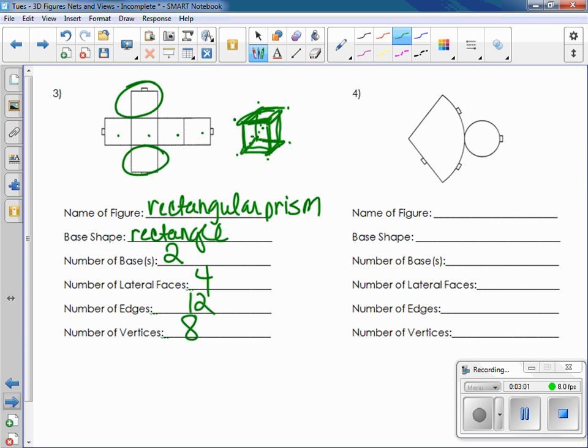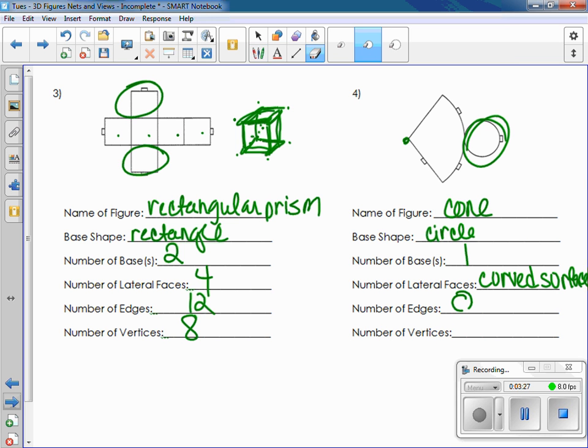This one's probably pretty easy to identify as well. It is a cone because the base is a circle, the one base, and we have a curved surface for our lateral face. There are no edges because this is a curved surface, so there's no edges created anywhere, but there is this one vertex at the top. Oops, I put V instead of 1.